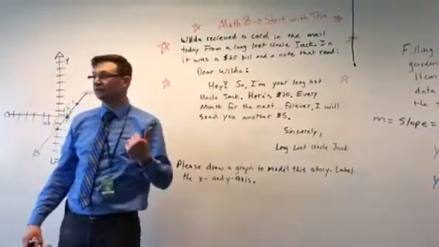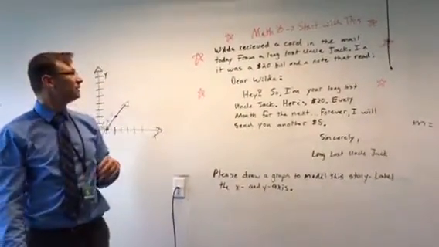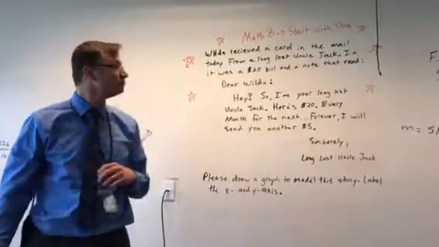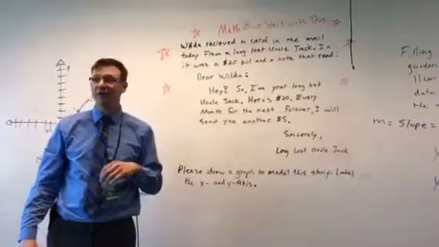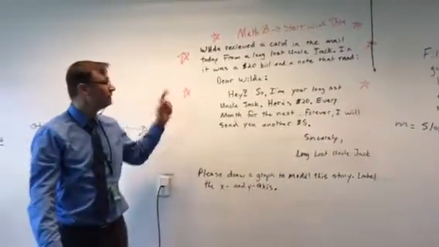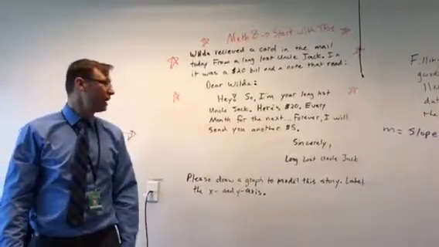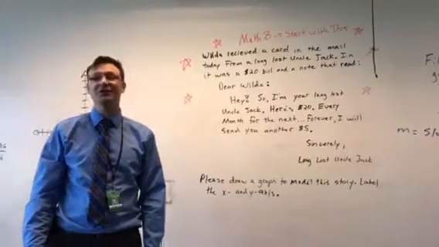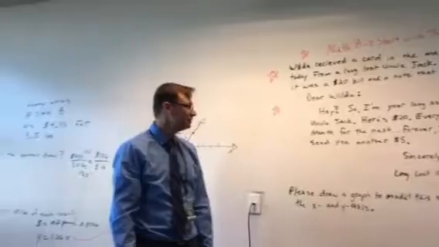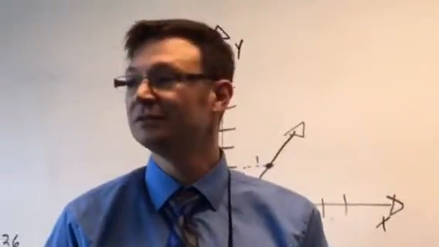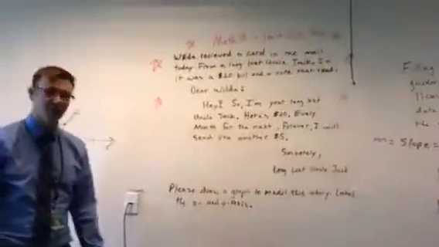This is about our friend Wilda. Wilda received a card in the mail today from a long-lost Uncle Jack. It was a $20 bill and a note that read, "Dear Wilda, hey, so I'm your long-lost Uncle Jack. Here's $20. Every month for the next forever, I will send you another $5. Sincerely, long-lost Uncle Jack."